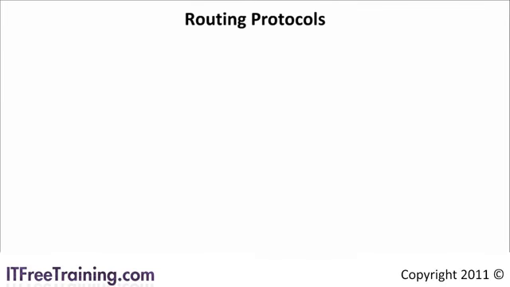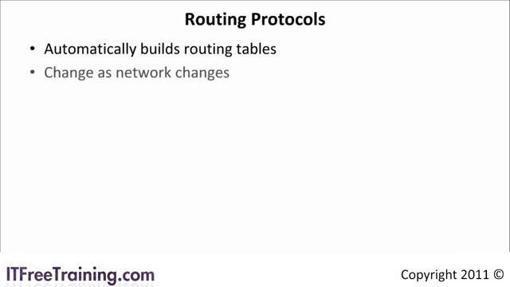In a large network, you can manually add all the routes to your routers, but this can become very time-consuming. If you use a routing protocol, the routing protocol will automatically build routing tables for you. These routing tables will change as the network changes. For example, if a network is added, the routing table is automatically updated.